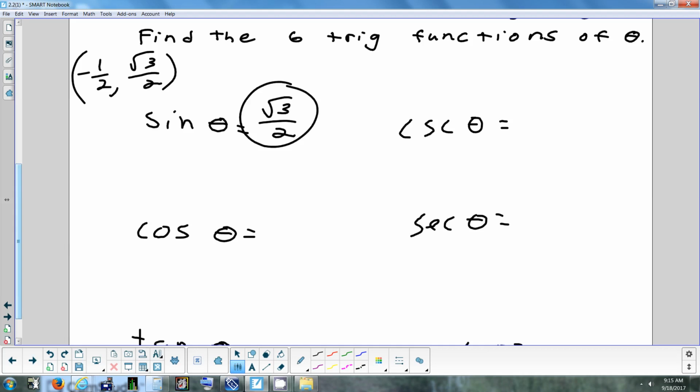Zach, what was our definition for cosine? X. And what's the x value in this case? -1/2. Those are the easiest two to do because they're directly from the coordinate. You don't have to divide anything. You don't have to flip anything. All the other ones, you're either going to have to do some division or flipping.